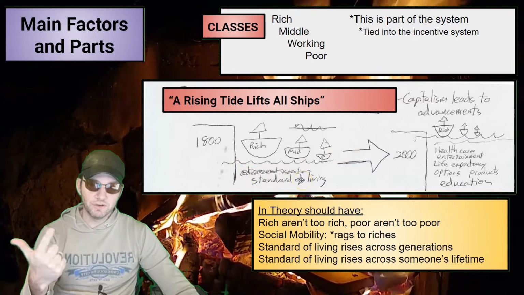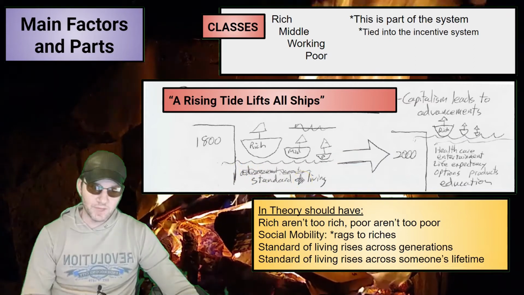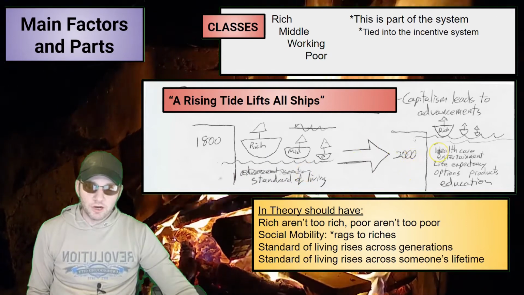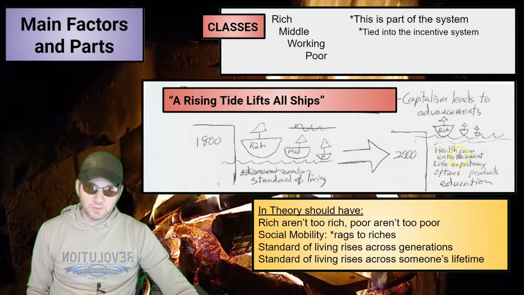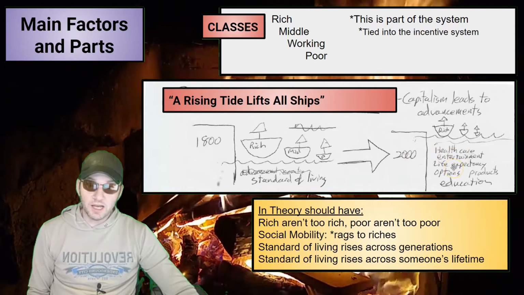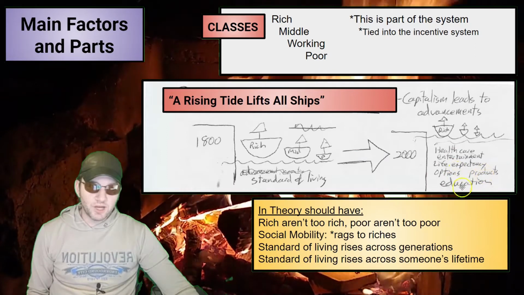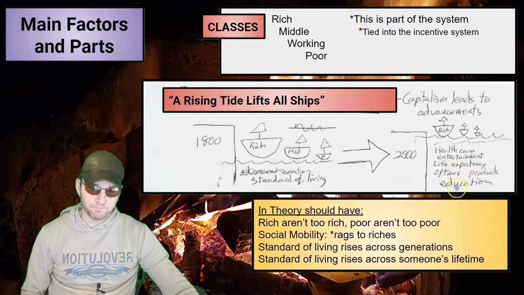New technology, new inventions, new educations, cheaper goods. And so here we are in 2000. In 200 years, healthcare has gotten so good. Entertainment has gotten so good. Life expectancy has gotten literally 30 or 40 years longer. Options and products, education is through the roof.